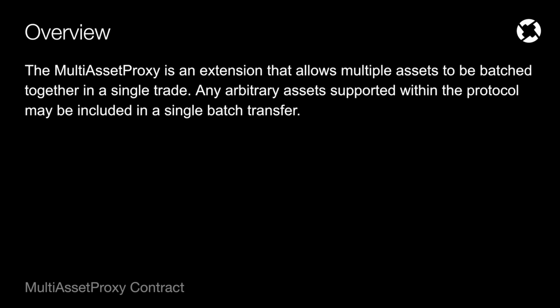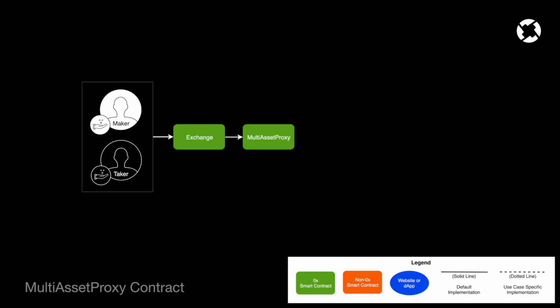The multi-asset proxy is an extension that allows multiple assets to be batched together in a single trade. Before this extension, it was only possible to trade one asset for one other asset. Now, any arbitrary asset supported within the protocol can be included in a single batch transfer on one side of a trade. So, in this example, an order will have some metadata that represents multiple assets batched together.